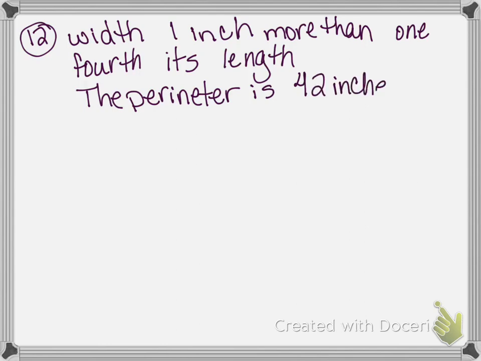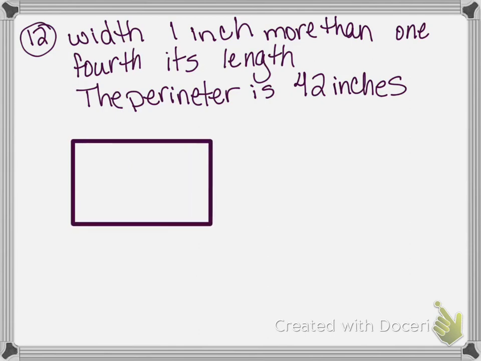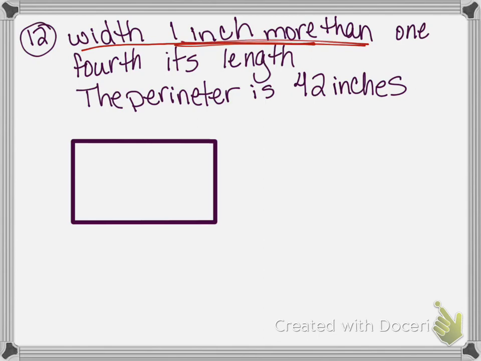Okay, so the first thing that I would do is I would draw a rectangle. I've got my length and I've got my width. The width is 1 inch more than. How do I write 1 inch more than? Plus 1. Okay. How do I write 1/4 its length? 1 over 4 what? 1 over 4 L. Okay. So this is L right here. And this is 1/4 L plus 1.